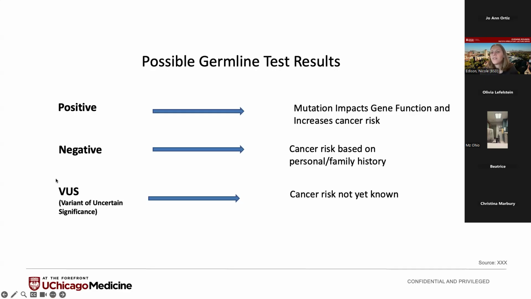And then you can get these other variants of uncertain significance, which means there may be a mutation or a quote unquote typo in the DNA, but the protein may still function or it may not, and we're not sure. And so then we have to tell them, well, we don't really know yet if this is going to increase your risk or not, and we'll have to follow it over time.